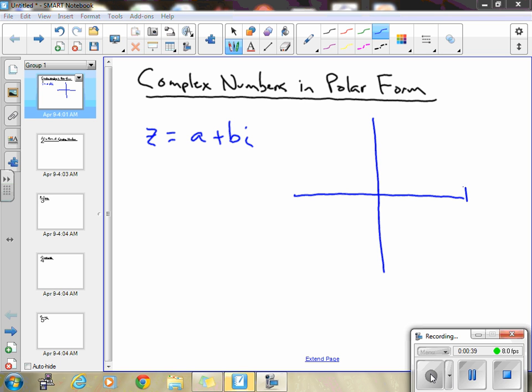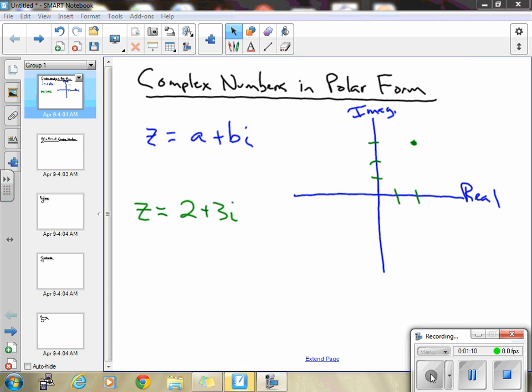We have the real axis, and we have the imaginary axis. So as an example, we're going to look at the number z is equal to 2 plus 3i, and we wanted to plot that point. We go 2 units on the real axis, and we go 3 units on the imaginary axis, and we put a point. Now that number, z, has a length, which we call the absolute value.